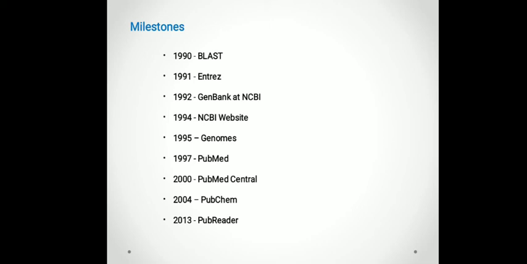In 2004, the PubChem database is released, providing information on the chemical structure and biological activities of small molecules. In 2013, NCBI develops a new presentation style that optimizes reading of PMC articles through a browser on a desktop, laptop or tablet computer, which was known as PubReader.